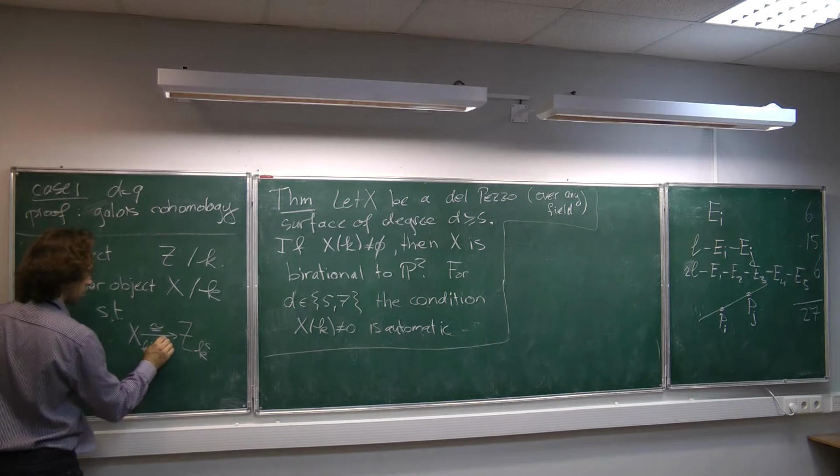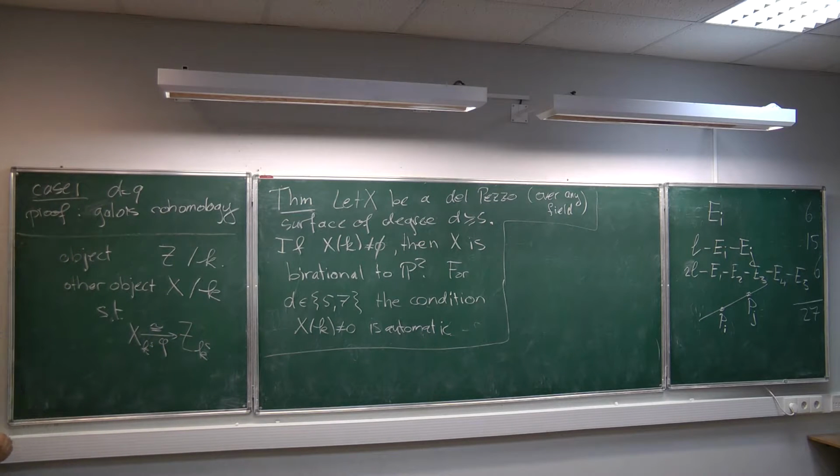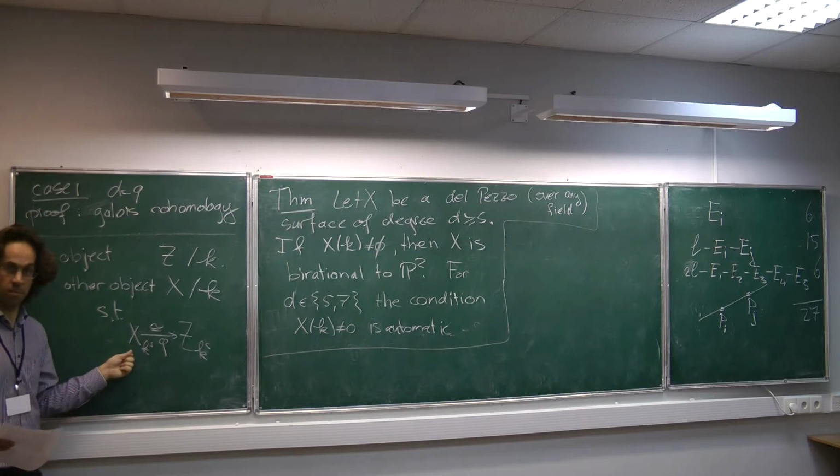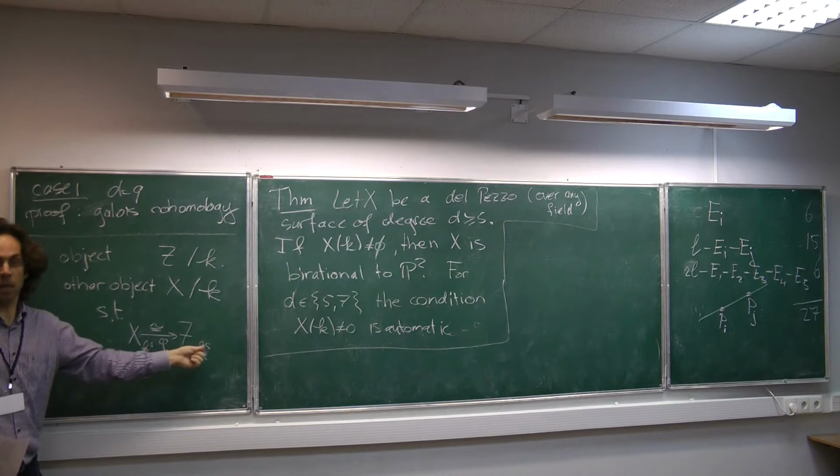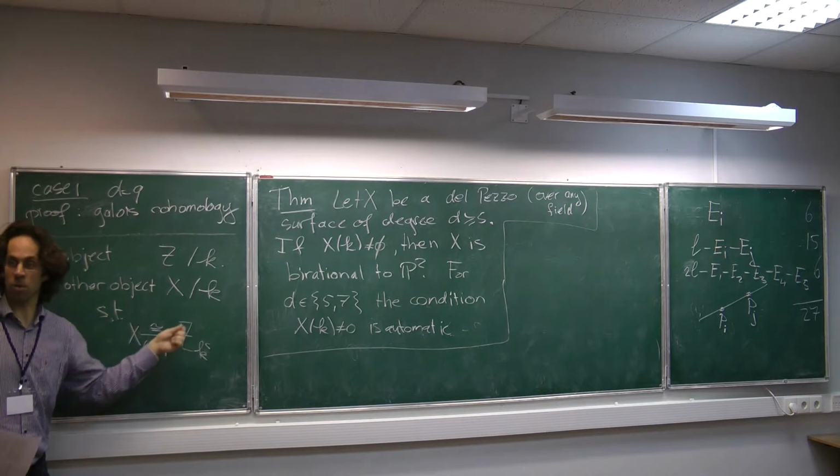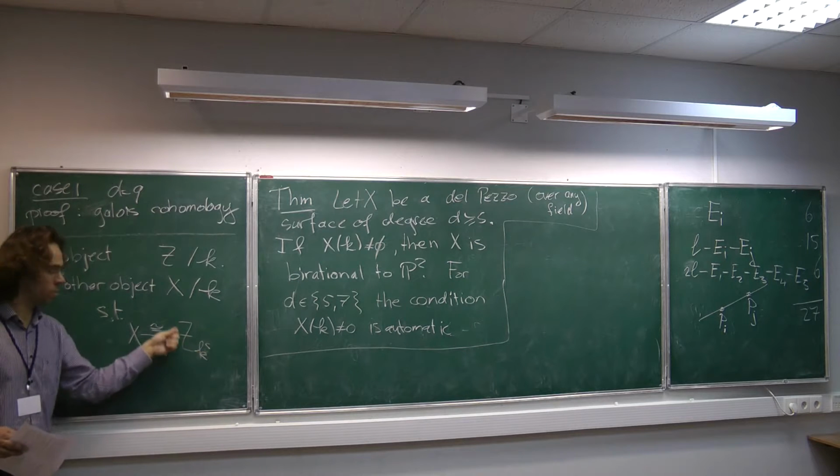And let's give that isomorphism a name. And if I have such an isomorphism, well, there may be many isomorphisms. I can compose this with an automorphism of Z.